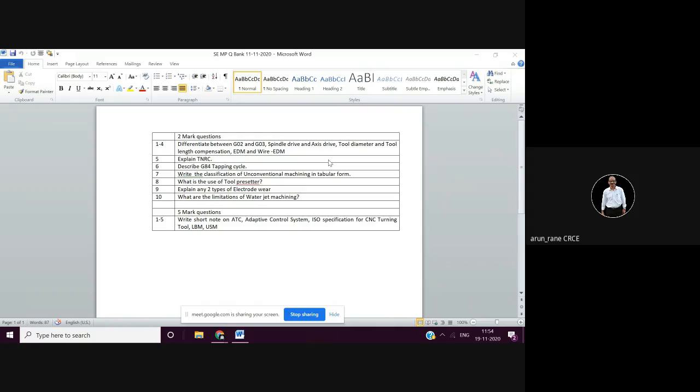So you can write at least 6 lines. You can explain, and wherever a drawing is there, please draw. Because in this case you must draw the diagram, otherwise half a mark will be deducted even if you write half a page or 1 page. If you don't draw the diagram, you lose half a mark.